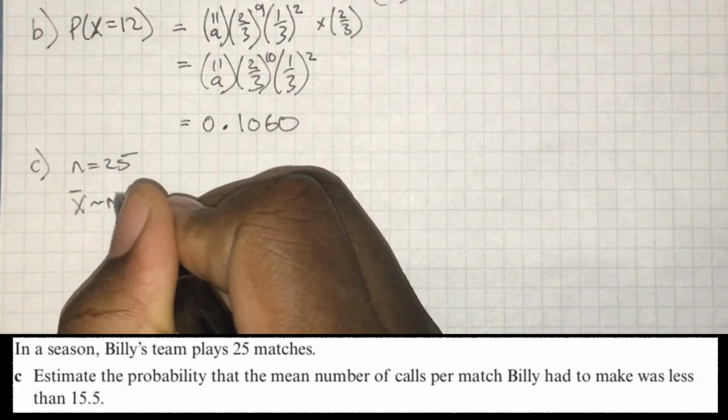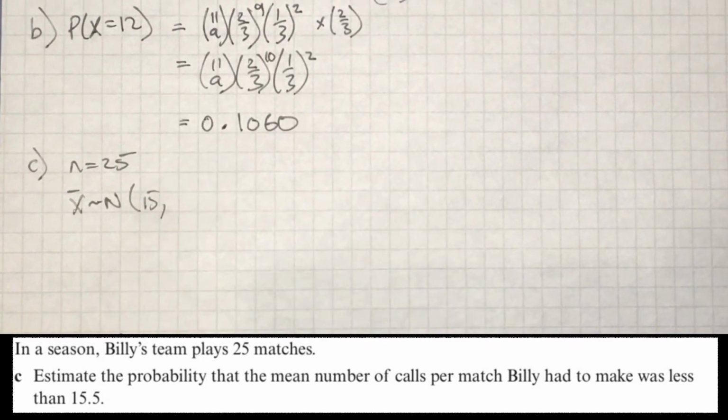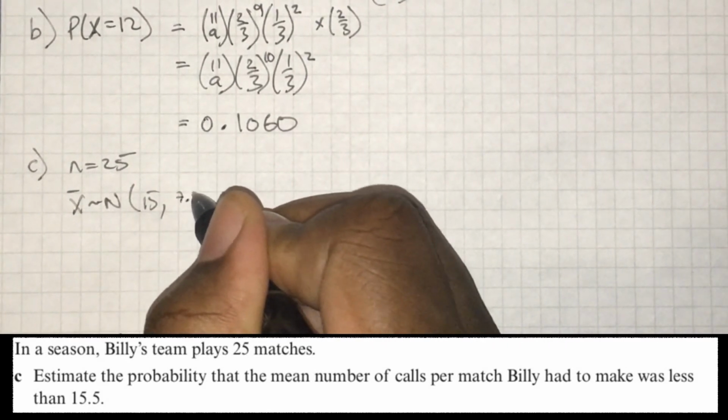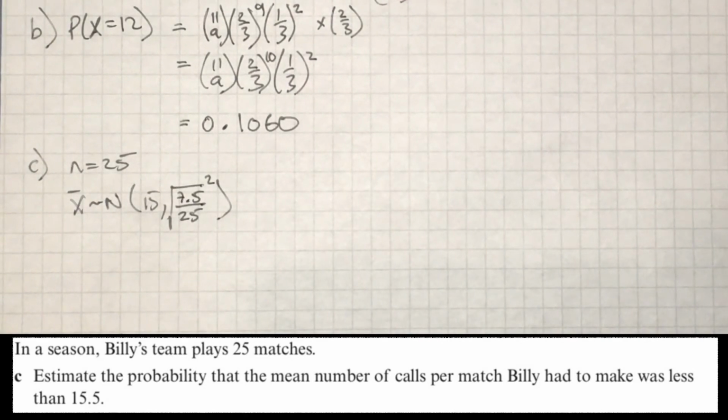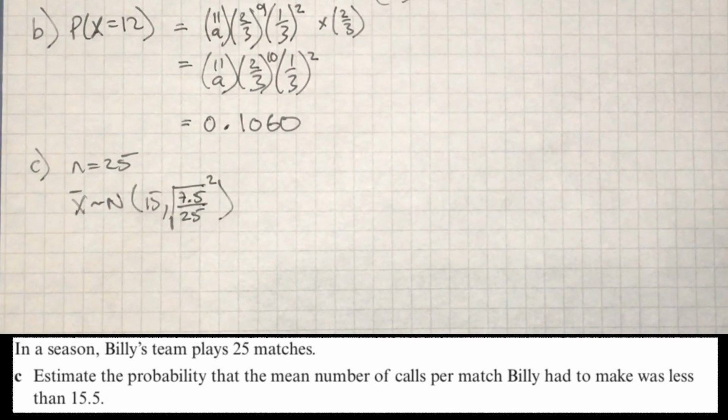Okay, part C says in a season, Billy's team plays 25 matches, so that's going to give us n equals 25, and we're asked to estimate the probability that the mean number of calls per match that Billy has to make will be less than 15.5. So we're going to go ahead and state the X bar distribution. The mean, the expectation, we'd already calculated up above, that was 15. The variance, it seems I was smart to calculate it early, was 7.5. So here we're going to write out the standard deviation is root 7.5 over 25. And that's what we're going to use in our calculation.